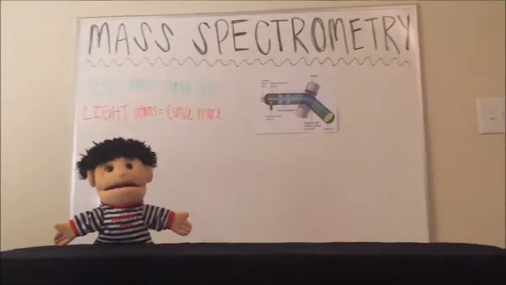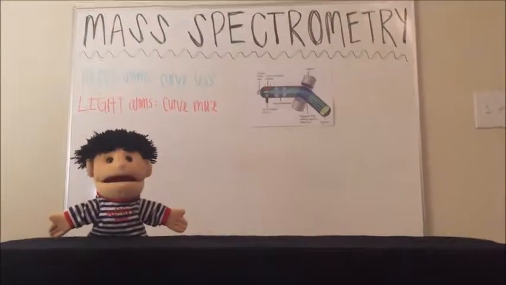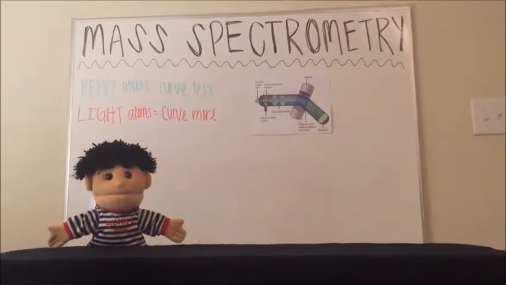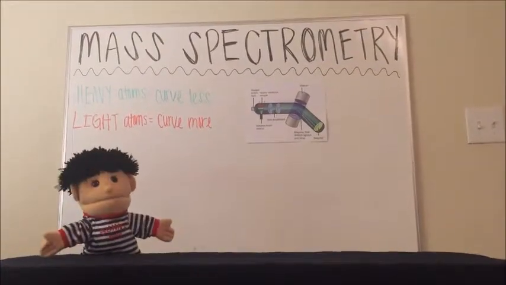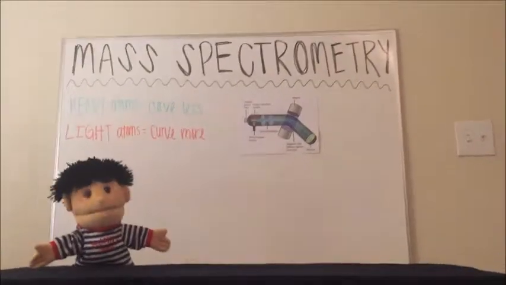Lastly, we have mass spectrometry. This lab technique provides information on molar mass, structure, and abundance of atoms. Behind me is a diagram of a mass spectrometer.